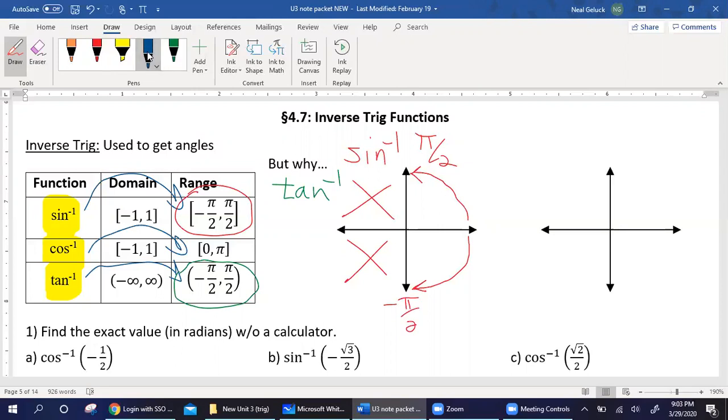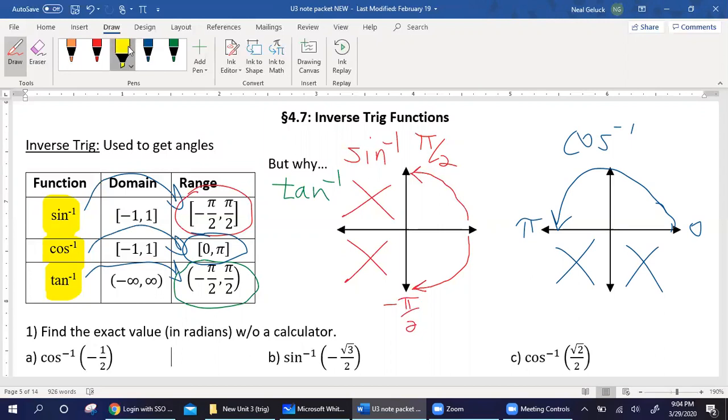Inverse cosine, the answer has to be between 0 and π, so 0 radians and π radians. Basically, it's saying an inverse cosine problem can only have answers between those angles, which means I don't use anything on the bottom. So for inverse sine and inverse tangent, we cross out the left side, and our answer has to be on the right side. For inverse cosine, we cross out the bottom.